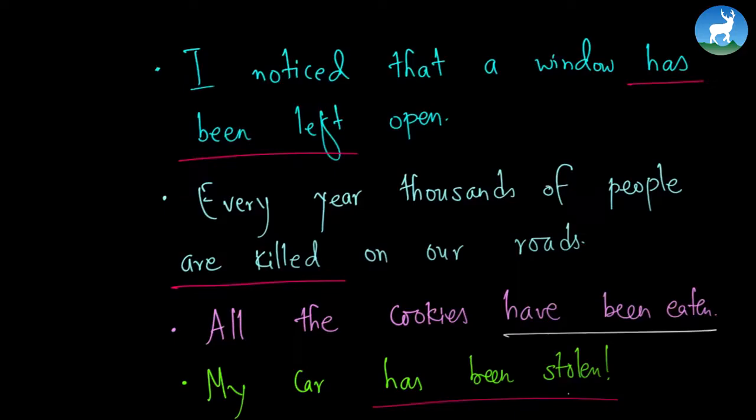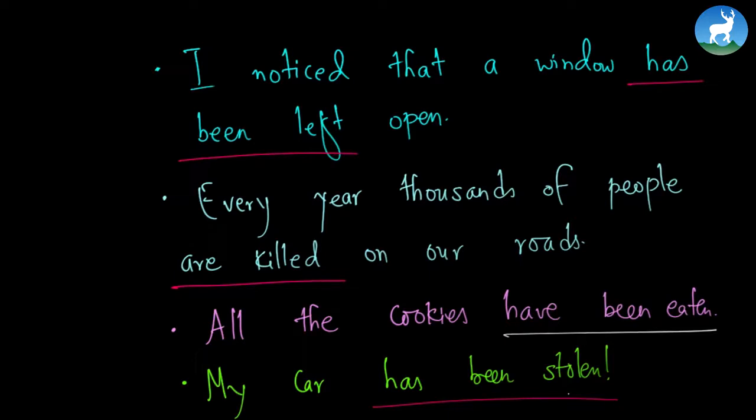The passive voice is often used in formal text. What kind of text? Formal text. Switching to the active voice will make your writing clearer and easier to read. So, I notice that a window has been left open. Somebody has left open a window. Sentence is clearer. Every year, thousands of people are killed on our roads. Accidents kill thousands of people every year on our roads.